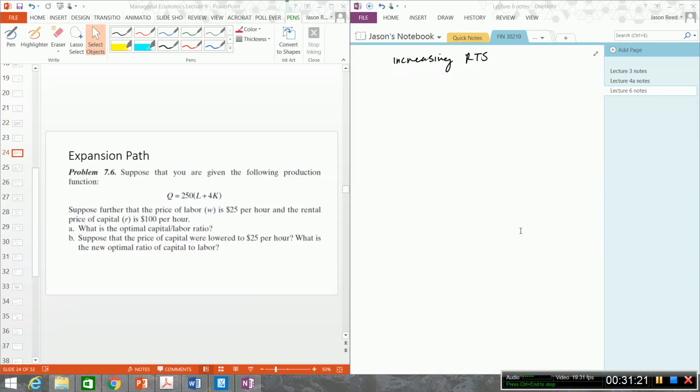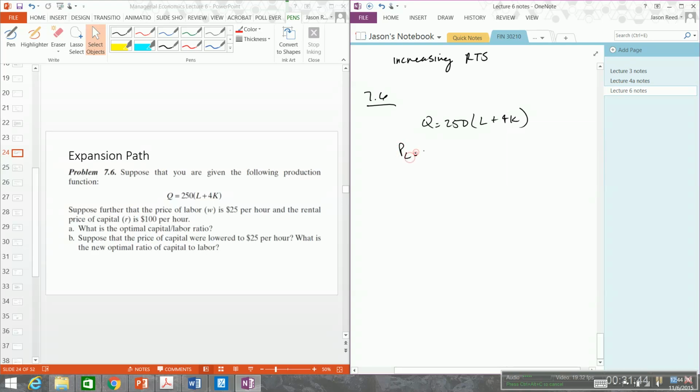Okay, so now we're going to finish here problem 7.6. This is something I wanted you guys to try on your own, but we're going to try it together here. So now part A asks, what is the optimal capital labor ratio given this is our production function, Q is equal to 250L plus 4K, and given that we have the price of labor, P sub L is equal to 25, and then we have P sub K is equal to 100.